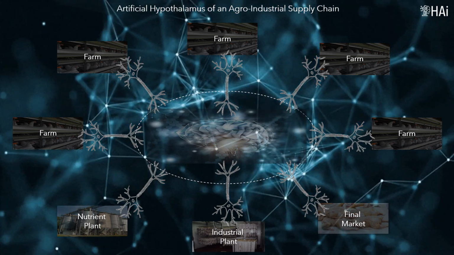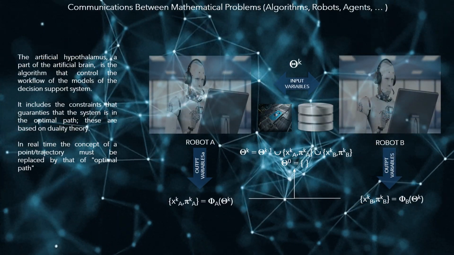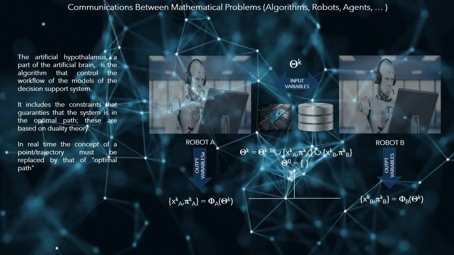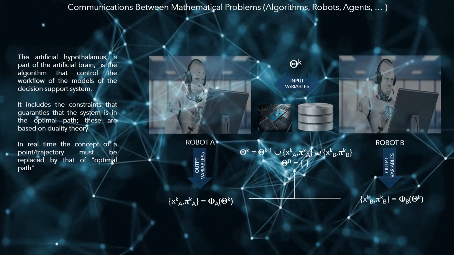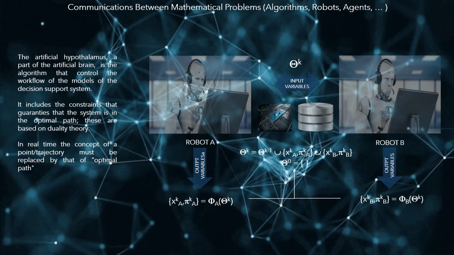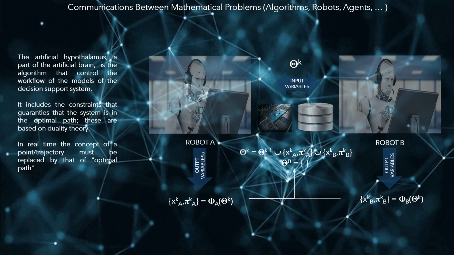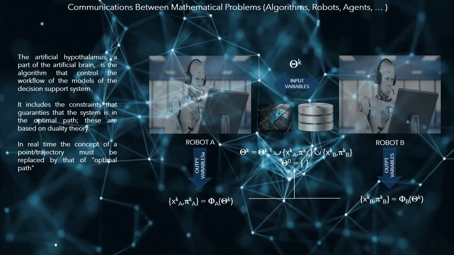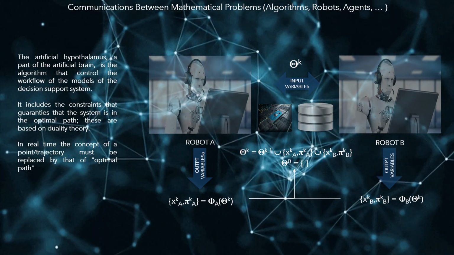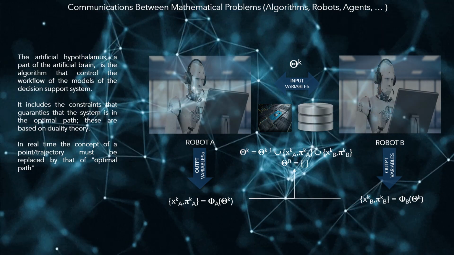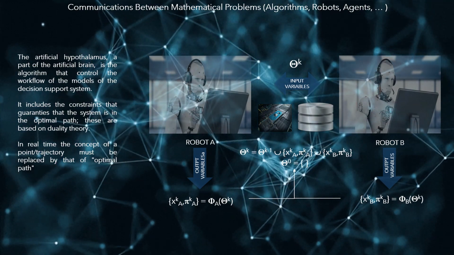This is how the human brain faces reality, using multiple models of reality, acting permanently in parallel, to make decisions. So, the artificial hypothalamus, a part of the artificial brain, is the algorithm that controls the workflow of the models of the decision support system. It includes a general math language between algorithms that guarantees that the system is on the optimal path. This is based on the duality theory.